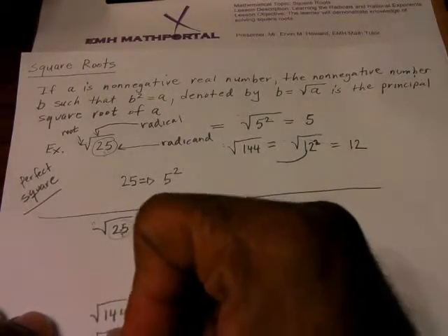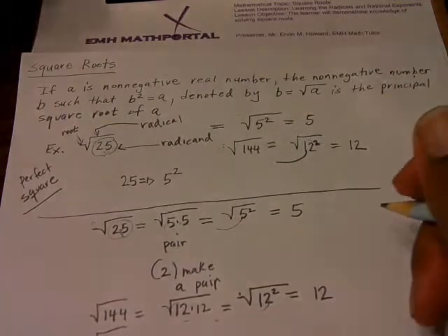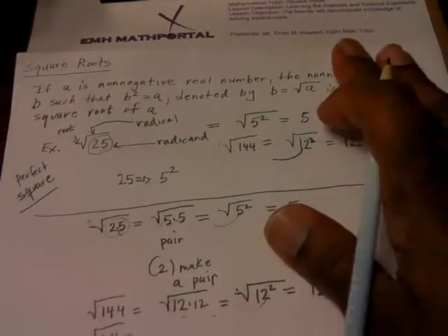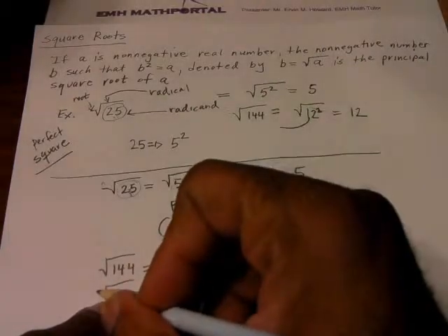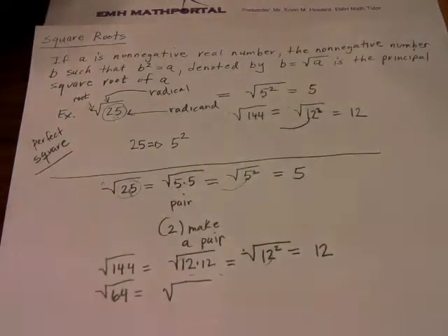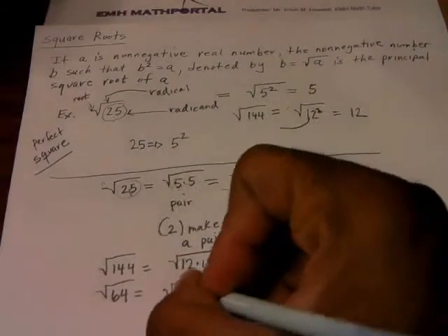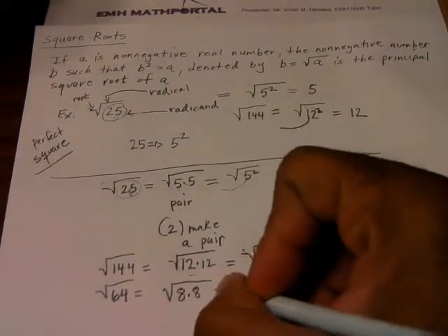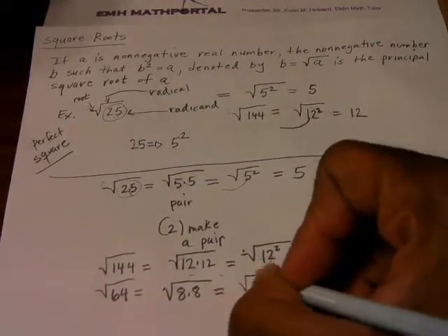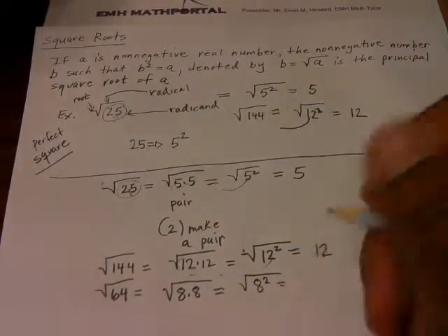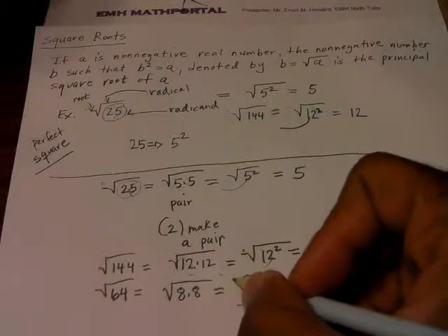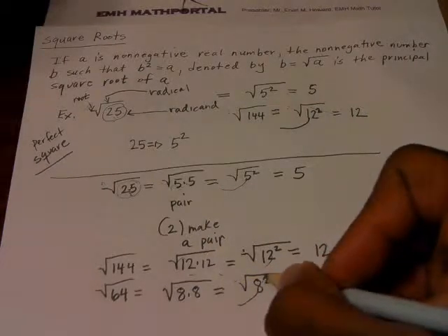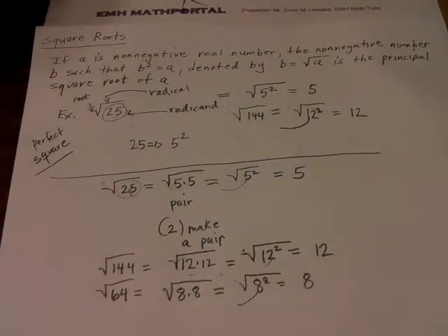Square root of 64. It's the same way. What two numbers will give you 64? And the same two numbers have to be alike to make one pair. 8 times 8, or square root of 8 squared equals 8. As the 8 comes out, the exponent is canceled by the root. All right.